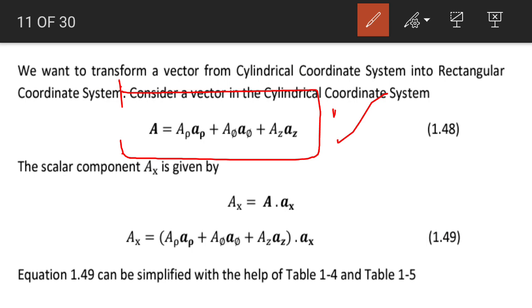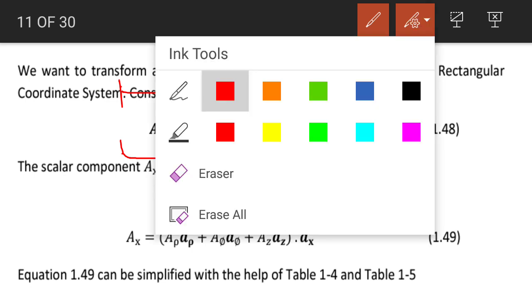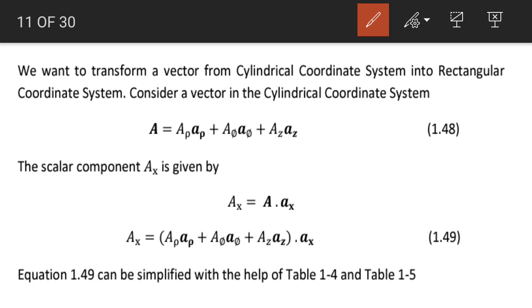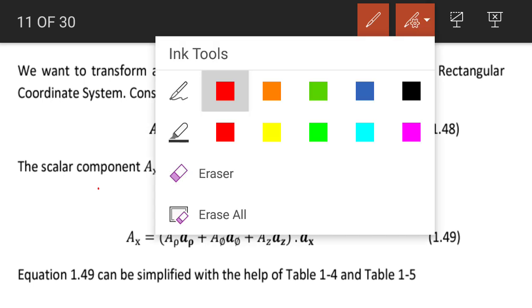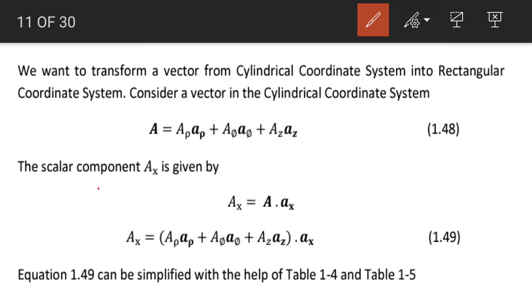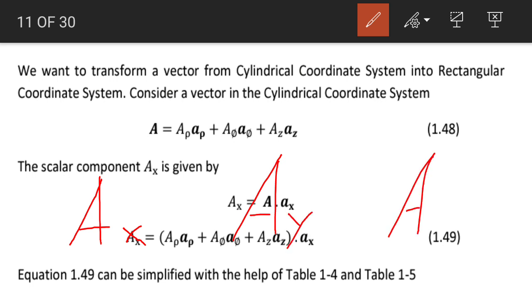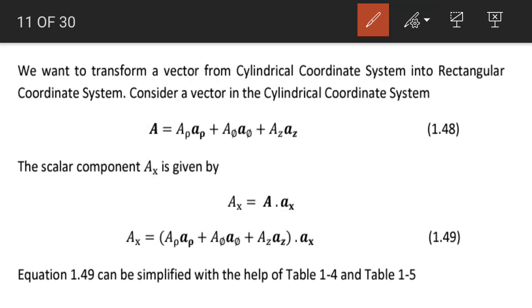You want to represent the same vector in the rectangular coordinate system. If you want to represent the same vector in the rectangular coordinate system, we need to calculate the x component of this vector, the y component of this vector, and the z component of this vector. We don't need to calculate the z component because you see the z component is already known. So let us calculate these three components.